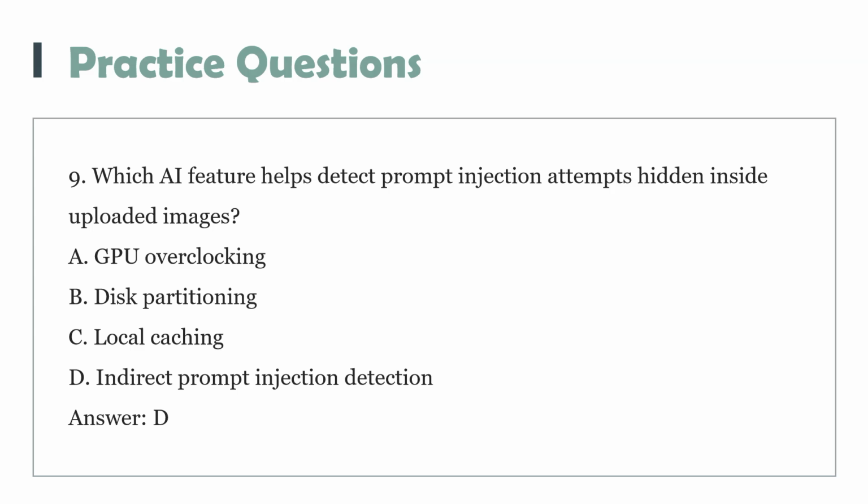9. Which AI feature helps detect prompt injection attempts hidden inside uploaded images? A. GPU overclocking. B. Disk partitioning. C. Local caching. D. Indirect prompt injection detection. Answer: D.